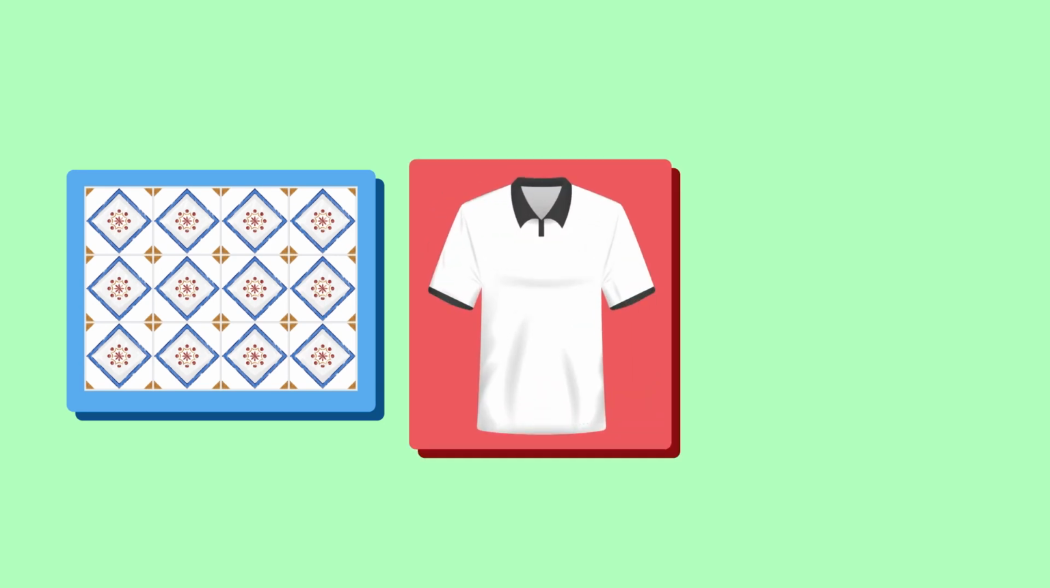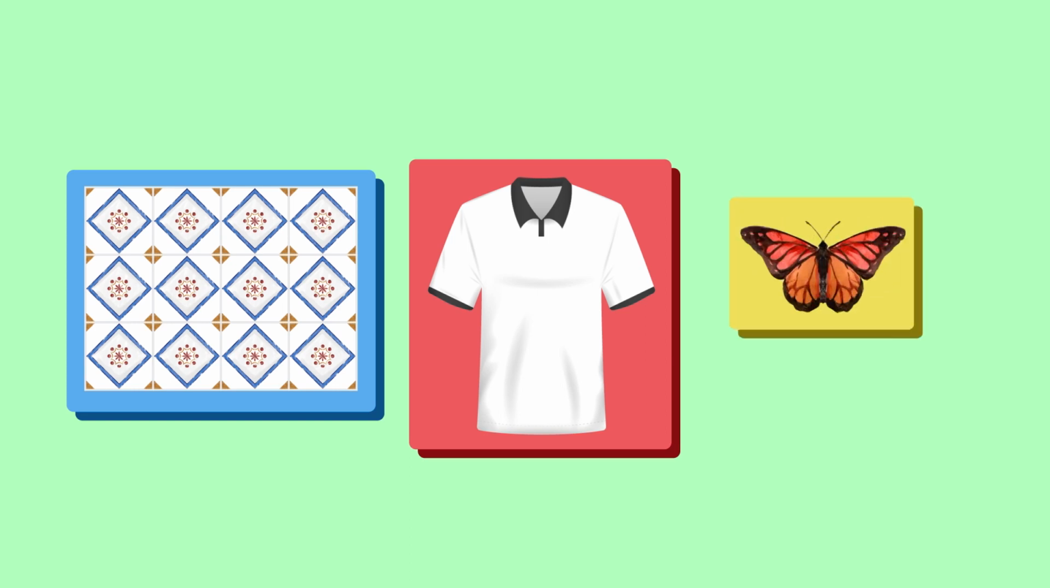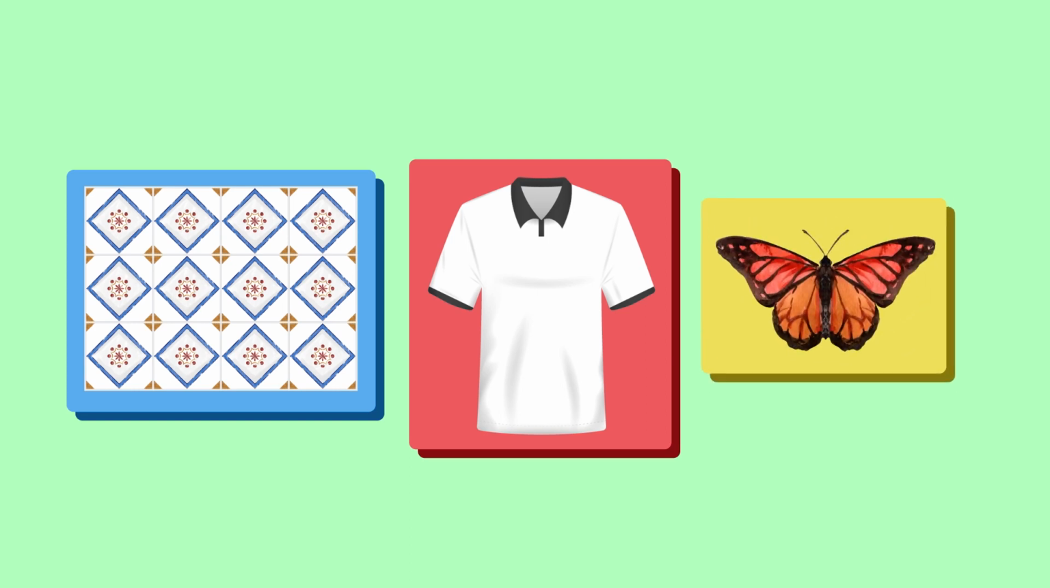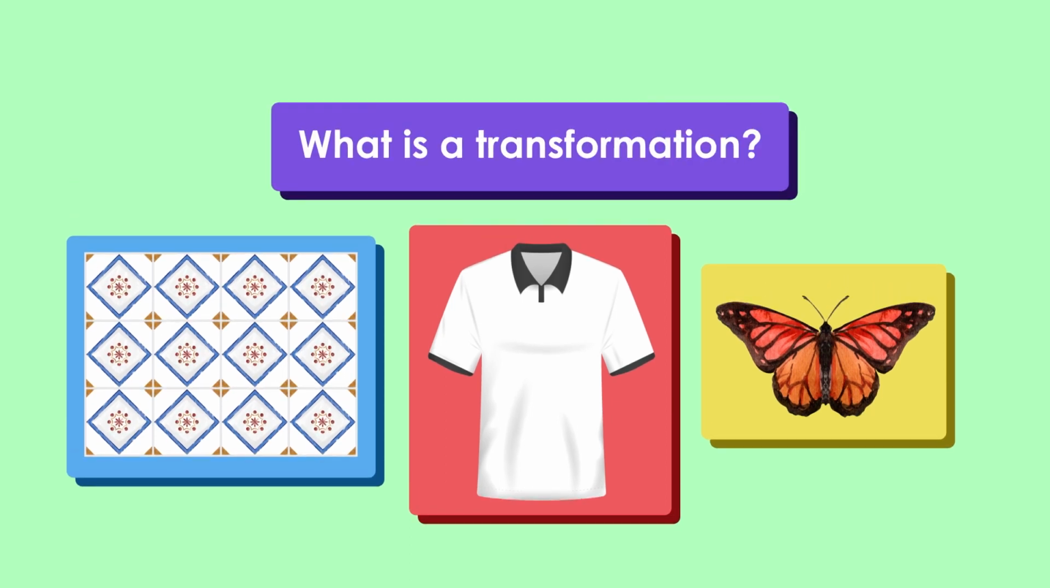patterns, square designs on shirts, also the shapes on the butterfly wings. It represents a natural transformation. Before going on, what is a transformation?